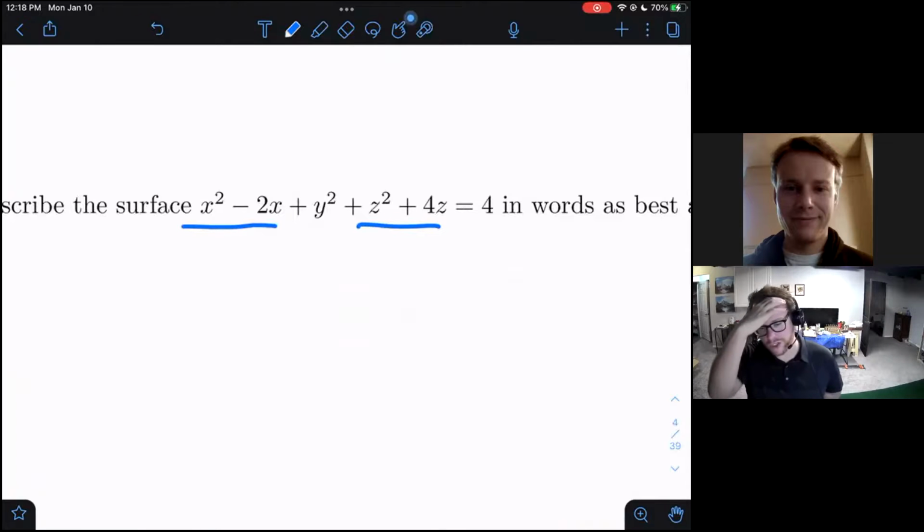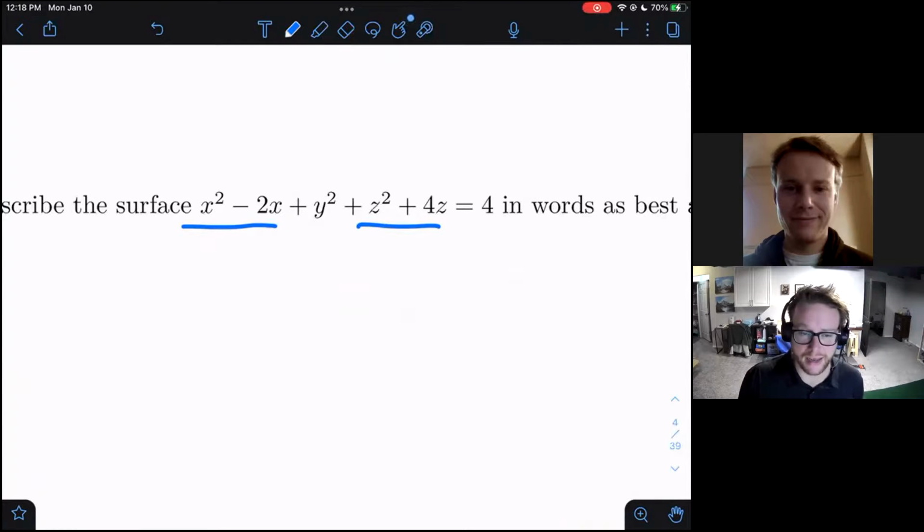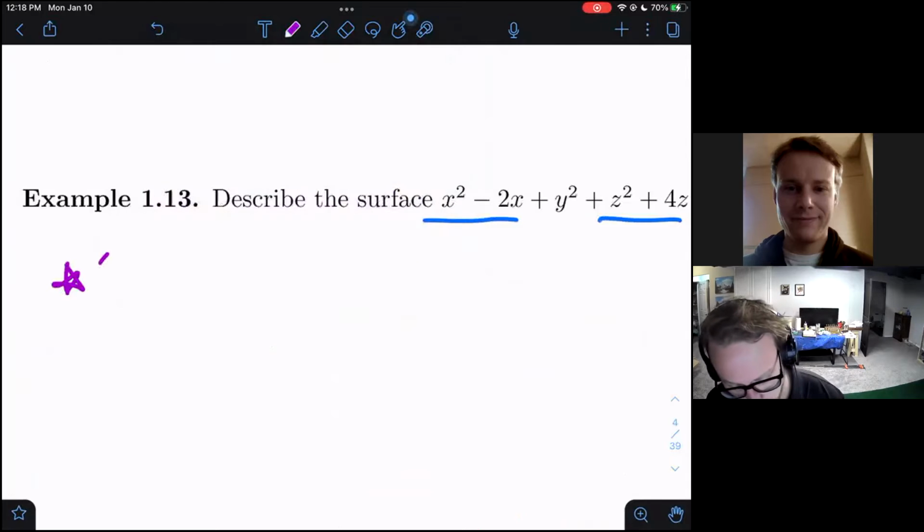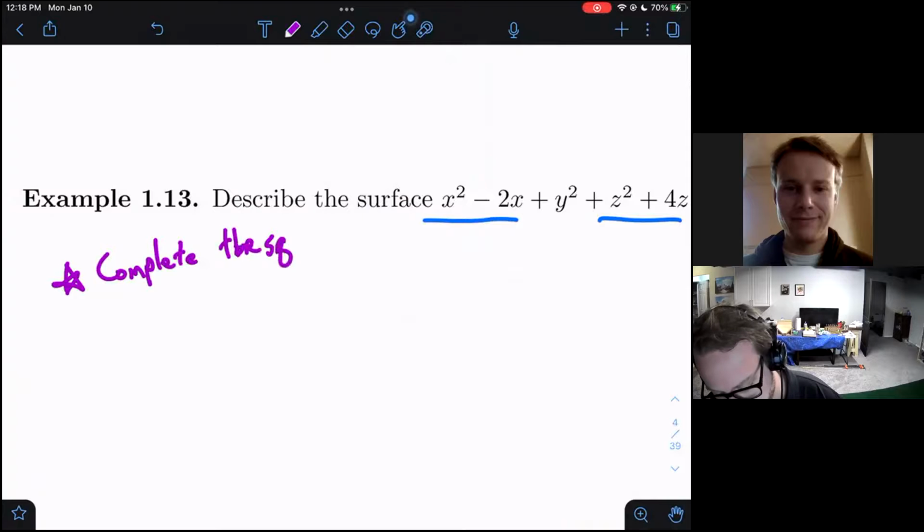And so, I see in chat here, someone just mentioned that the technique that we need to use in order to get it in this good format is completing the square. So this is the old algebra technique that we need to use in order to solve this problem. So let me just remind everyone over here. In order to do this, we need to complete the square.